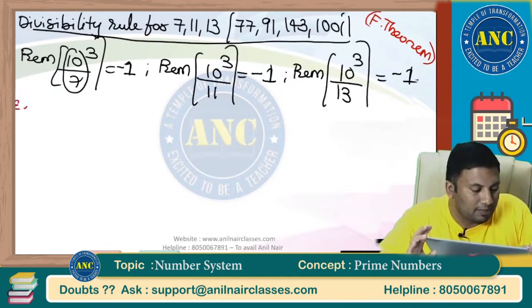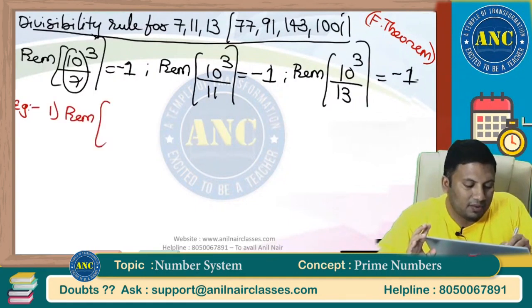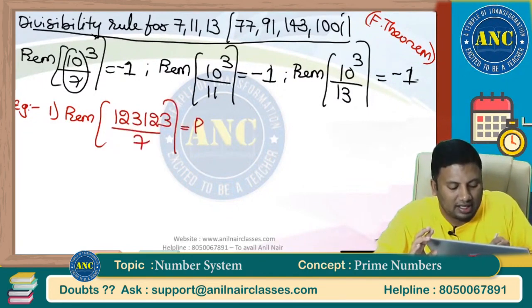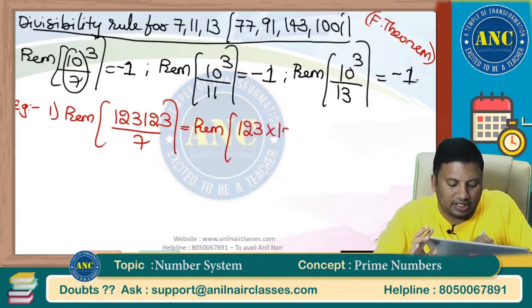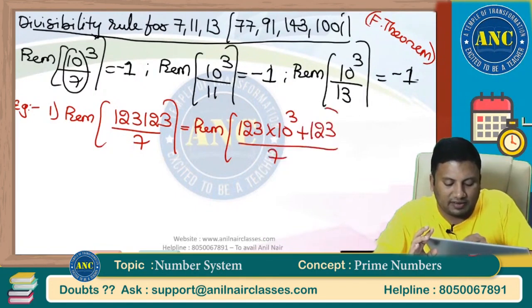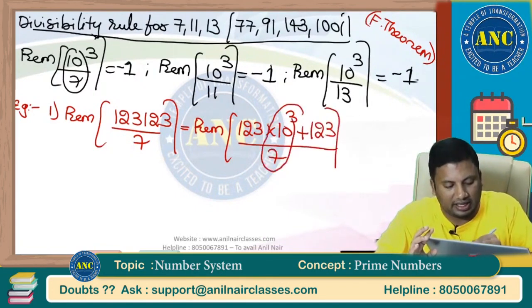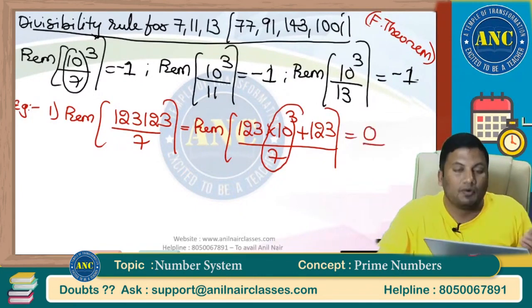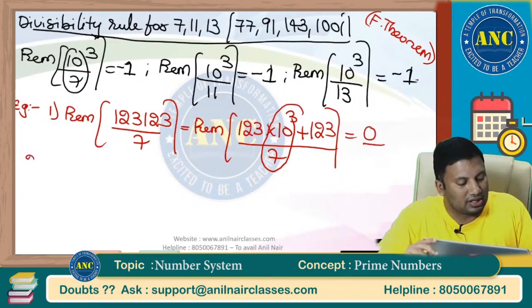Now, one simple example. First one, remainder when 123123 divided by 7. This is nothing but remainder of 123 plus 10 cube times 123 divided by 7. 10 cube by 7 is minus 1. So minus 123 plus 123. What is the answer? 0.